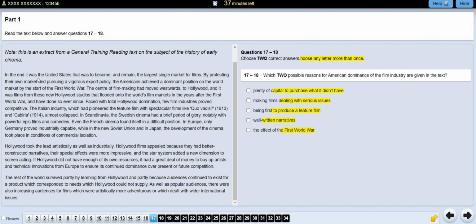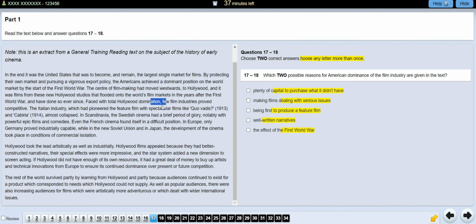Okay. So in the end, the United States was to become and remain the largest single market for films by protecting their own market and pursuing a vigorous export policy. The Americans achieved a dominant position on the world market by the start of the First World War. The center of filmmaking had moved westwards to Hollywood, and it was the films from these new Hollywood studios that flooded onto the world markets after the years of the First World War.